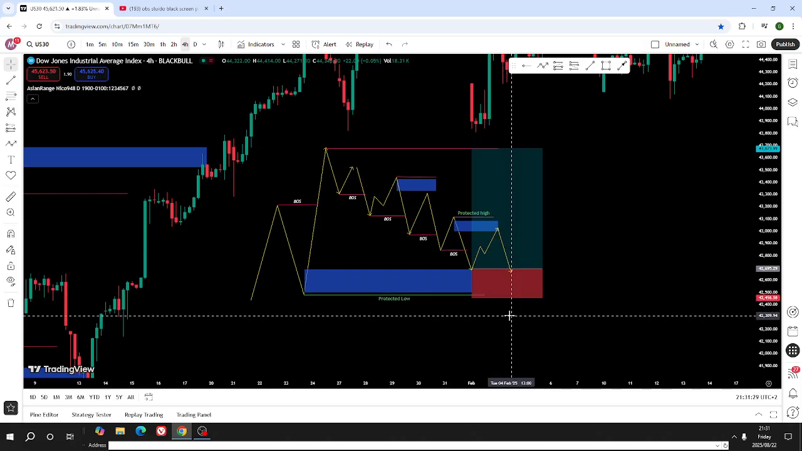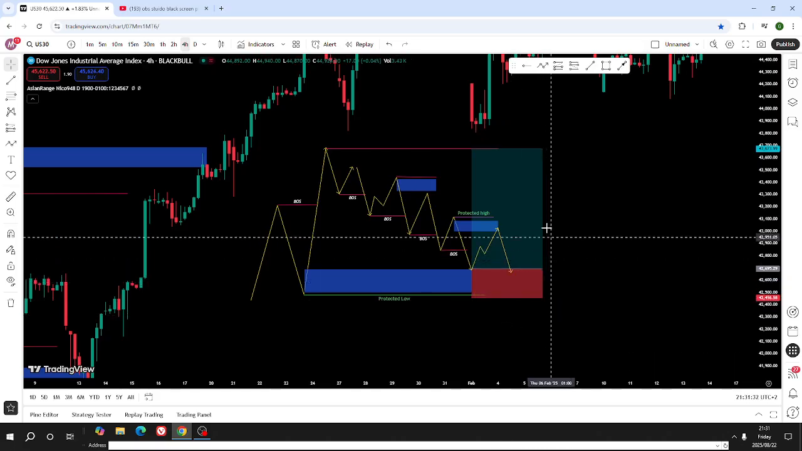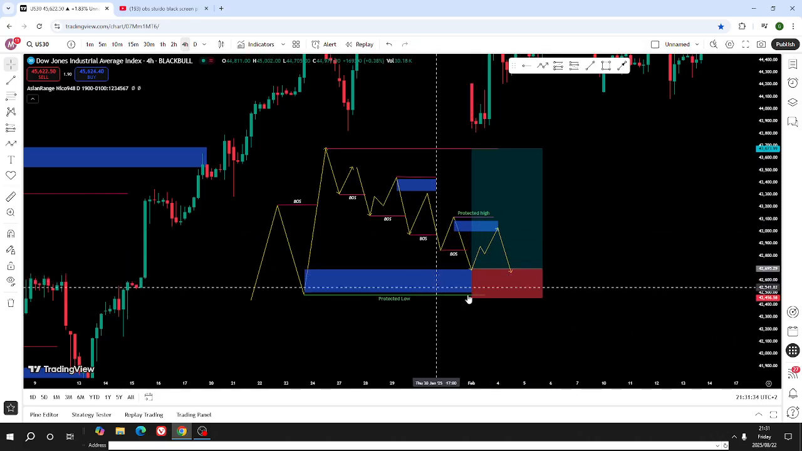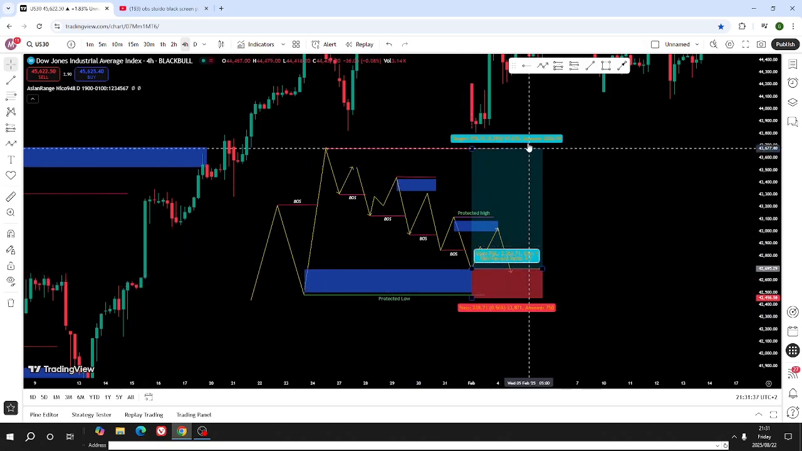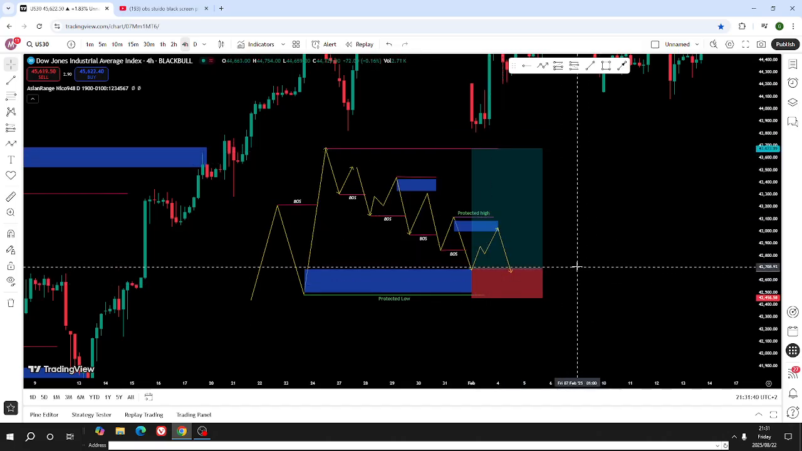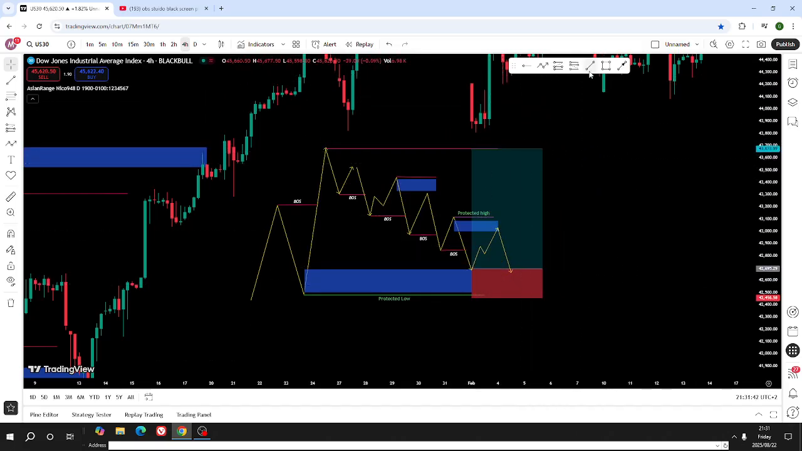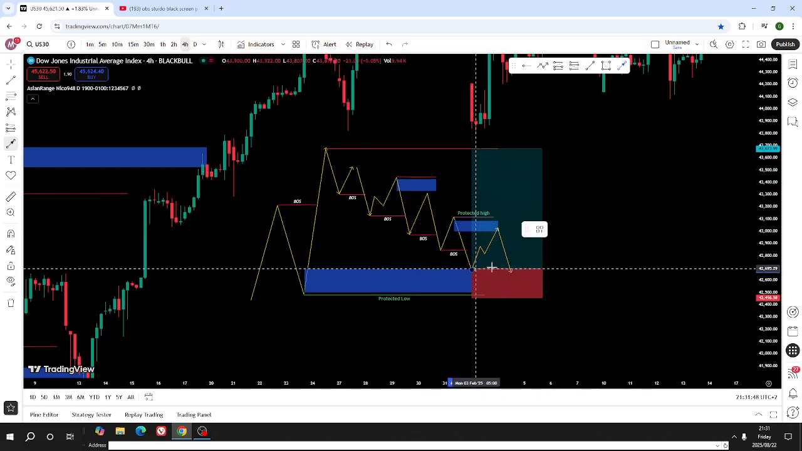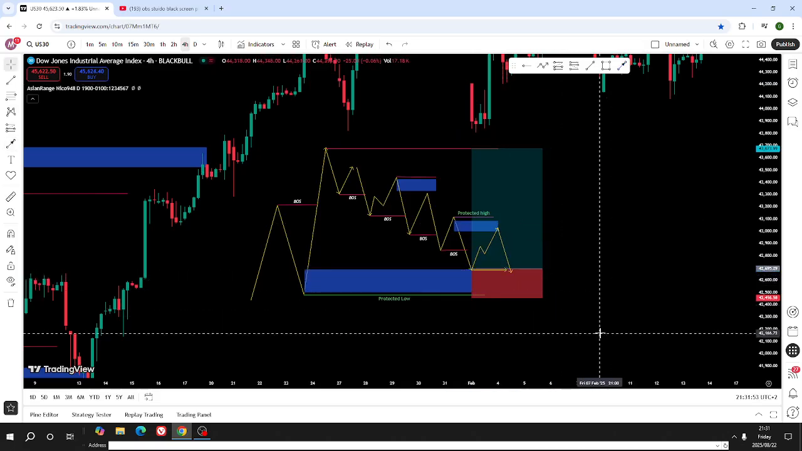So now, what are the possible things that can happen right over here for this demand zone to end up taking profit right above them? First of all, we need to look for this low. This low must be swept. If this low is not swept, then we might have a problem, right? This low must be swept. That's the first thing that might happen.